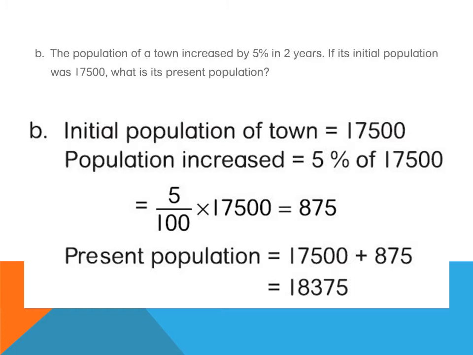After that, you will write the concluding sentence. Therefore, the present population of the town is 18,375. Pause the video if required, note down the answer, and if you have done everything correctly, then good for you.